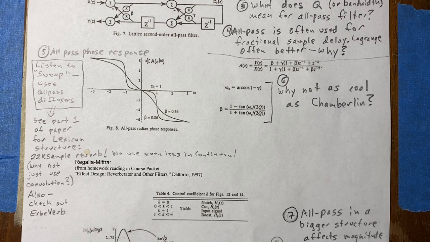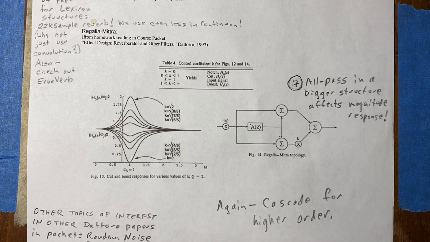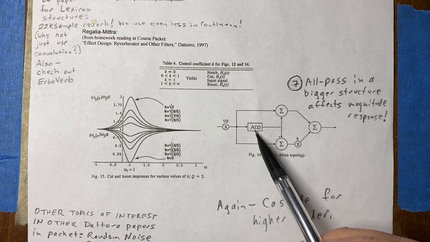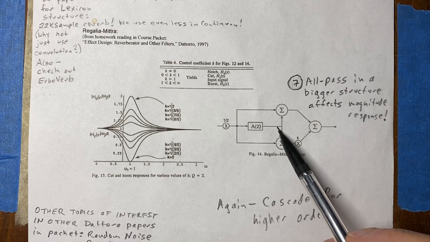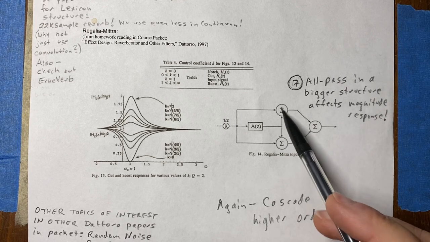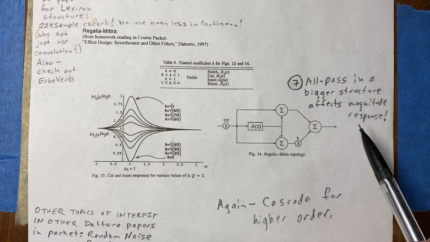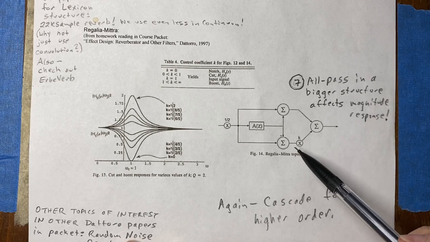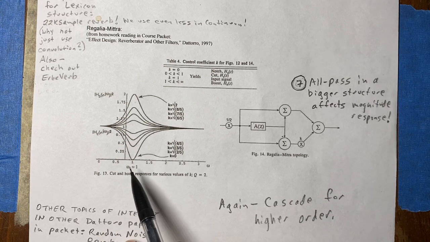Okay. So here is a topology which uses this all-pass filter, in a bigger structure. Usually you do want to affect magnitude. This diffuser is a special case, but here you have an all-pass filter. And if you take the original signal and the signal that went through the all-pass filter, and then you add them together, or subtract them, then you can get changes in magnitude response. And this all-pass structure inside this Regalia-Mitra topology that's discussed in the paper is especially nice for making these notch filters, right? So you've got notch and boost filters. So you can do a notch here.